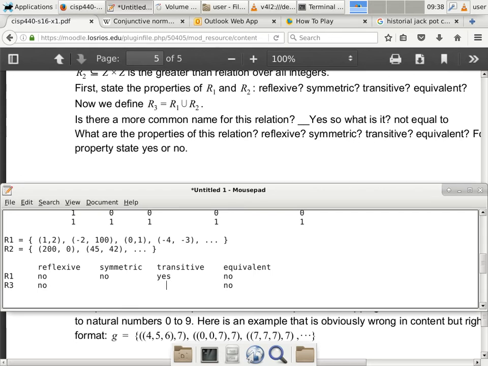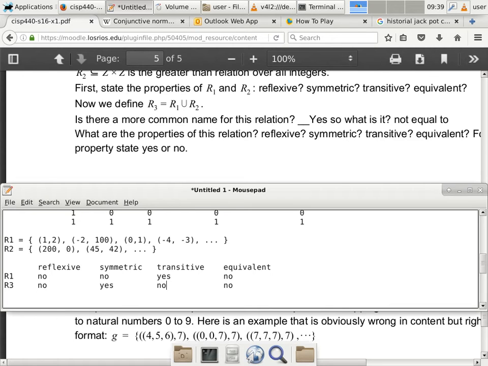But is it symmetric? Yes. It is symmetric, because if x does not equal y, then y does not equal x. Is it transitive? If A does not equal B and B does not equal C, does that imply A does not equal C? No, that is not the case. So that's the answer for question number 9. Are there any questions about question number 9?